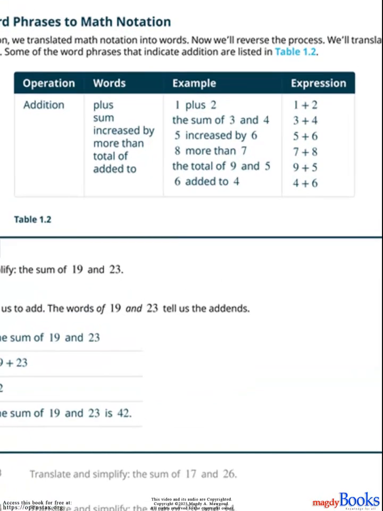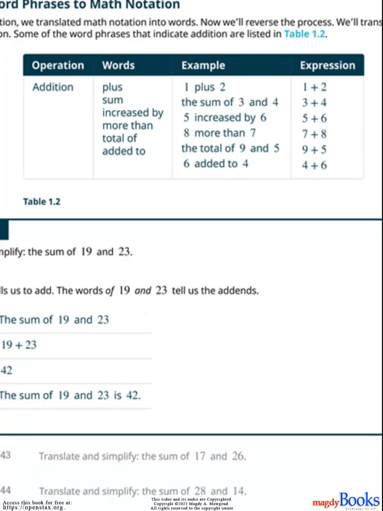Table 1.2. Operation, words, example, expression. Addition. A. Plus: 1 plus 2, 1 plus 2. B. Sum: the sum of 3 and 4, 3 plus 4. C. Increased by: 5 increased by 6, 5 plus 6. D. More than: 8 more than 7, 7 plus 8. E. Total of: the total of 9 and 5, 9 plus 5. F. Added to: 6 added to 4, 4 plus 6.